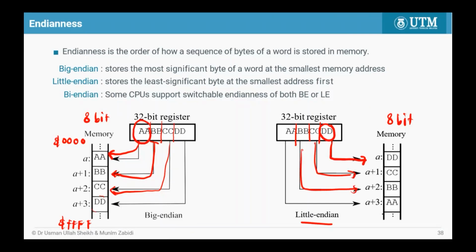And the byte endian means that some CPUs support switchable endianness for both BE or LE. Sometimes you can use big endian and then you can switch it to little endian, by using programming lah, to switch either to little or big endian.